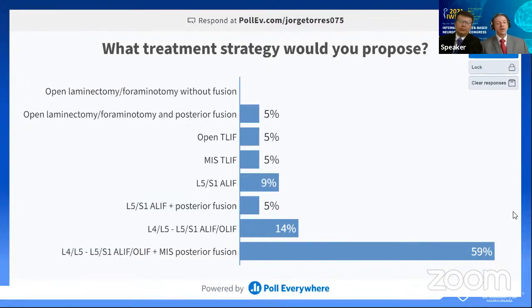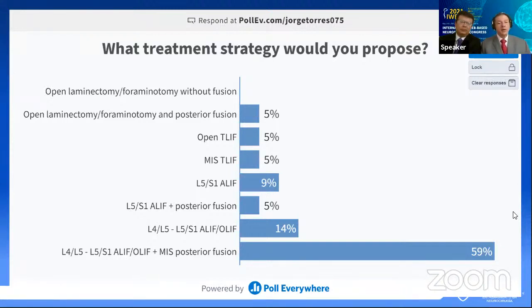Well, an open laminectomy and foraminotomy without fusion, well, the problem is that we would not be changing the lordosis, and we would probably be worsening the problem of segment instability. So it's obviously not a good idea.